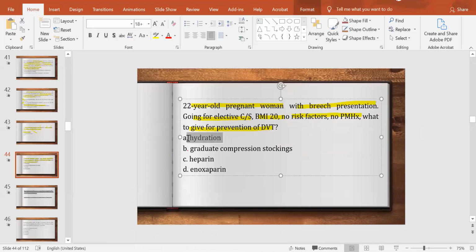Hydration is a part of a treatment, but if they're asking for prevention of DVT, it's better graduated compression stocking rather than only hydration. By giving hydration, it means that we are not giving anything else for prevention of DVT. We're just doing hydration. But obviously, with hydration, she will need a GCS.